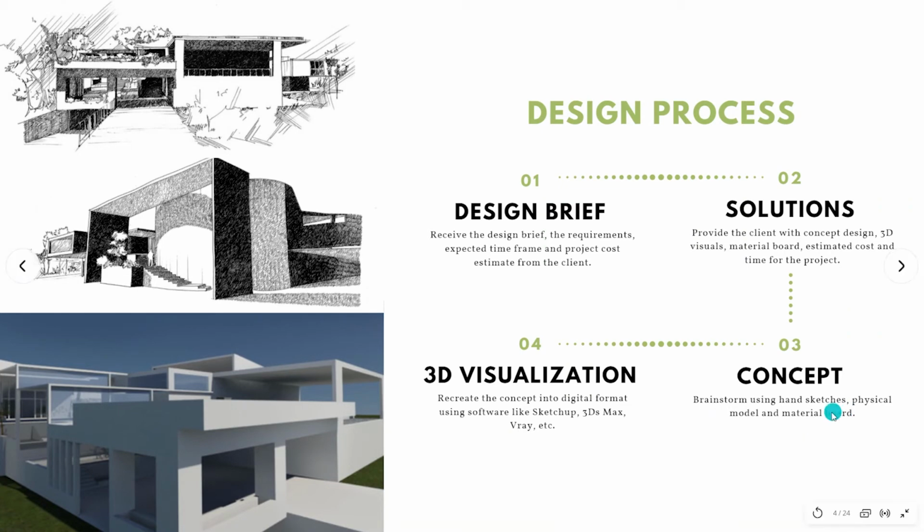So once we are in line with the client's expectations and ideas, we go to the next step, that is 3D visualization. In 3D visualization, we convert these hand sketches into a digital format using software like SketchUp, 3ds Max, VRay, etc. If you look, this is the hand sketch that was initially made, and then it was developed into a base model on SketchUp. This base model is eventually rendered through VRay.